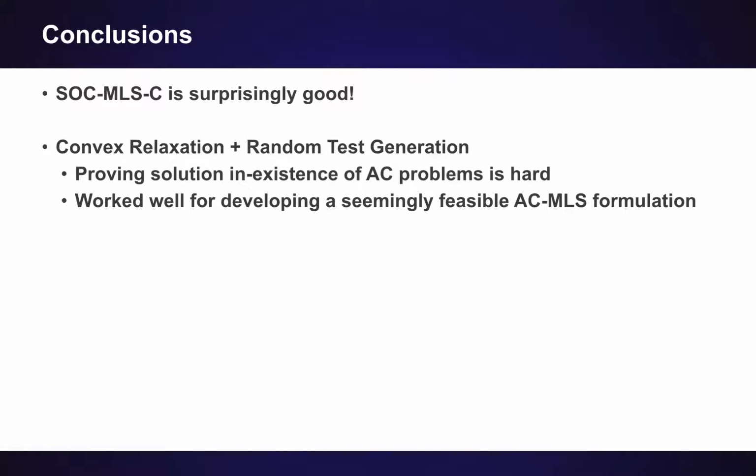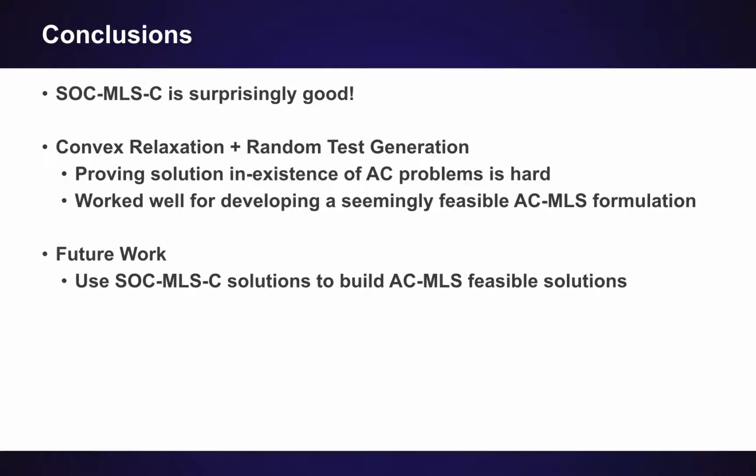So you can use the relaxation to prove nonexistence of the AC solution for those hard cases, and then know your formulation is really problematic. And in this particular case, it seemed to work really well for finding all the special cases we needed to address with this AC-MLS formulation. So in future work, we're going to be using this convex relaxation to then build AC feasible solutions for the real problem we want to solve with both those discrete variables and the non-convex physics.